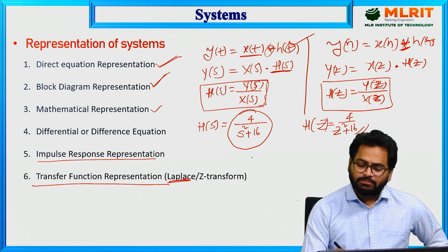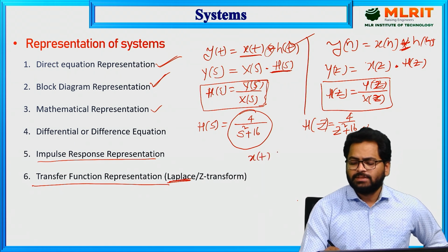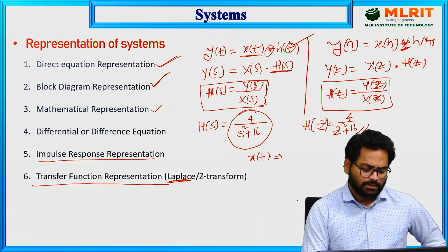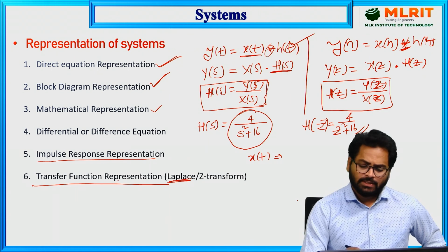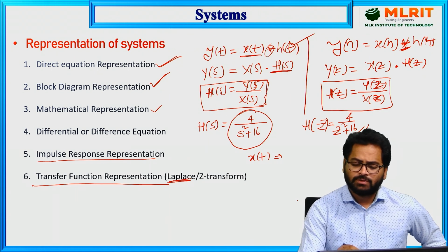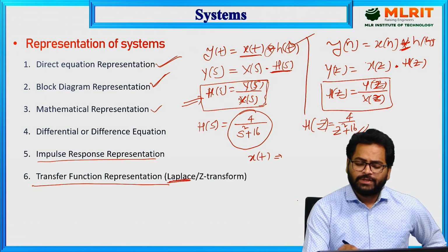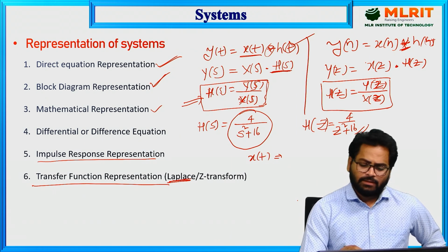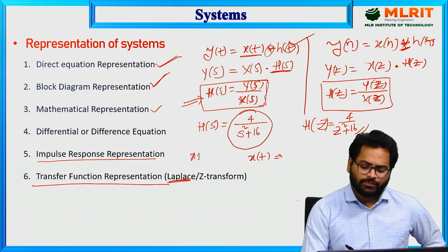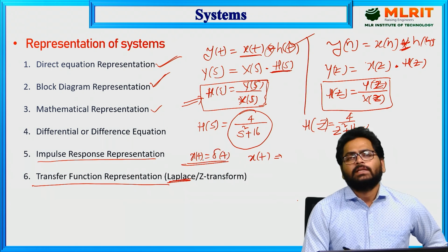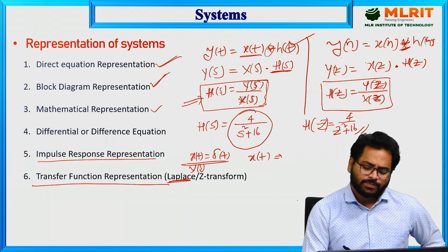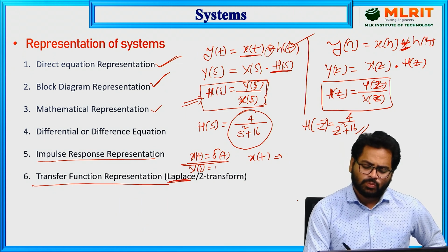If x of t is equal to the same, it's better to discuss the first one. The sixth one we already discussed: H of s is equal to Y of s. For this one we are finding what X of s is. If I use X of s, that means for x of t, if I use x of t equal to del of t, then what is X of s? X of s is the Laplace transform of del of t, and the Laplace transform of del of t is 1.